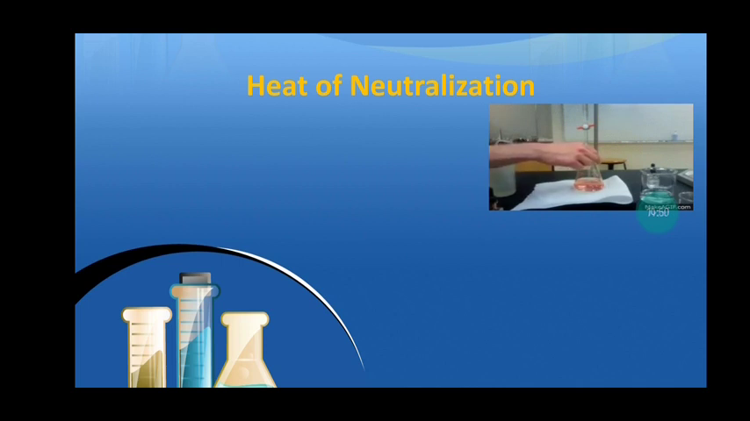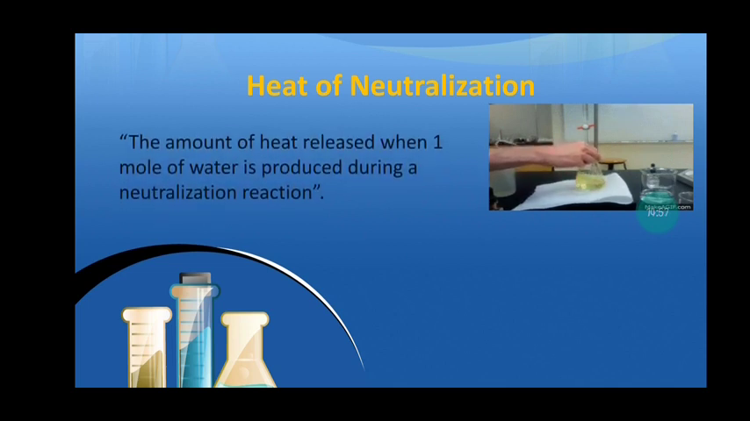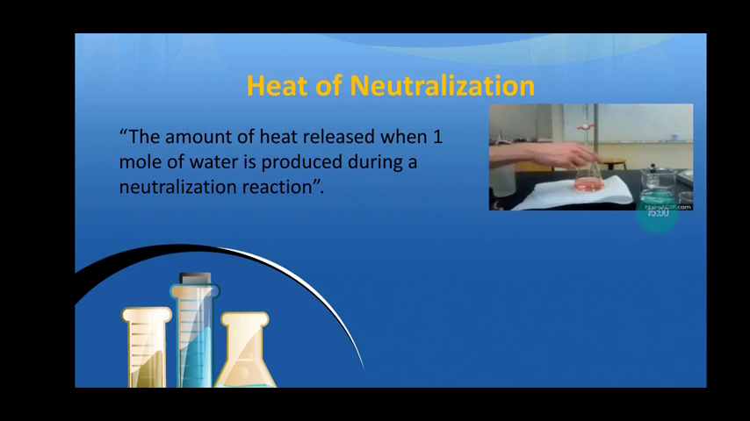But here is something fixed, that is about the amount of water molecules being produced. See the definition. The amount of heat released when 1 mole of water is produced during a neutralization reaction. Obviously, we have to standardize this heat of neutralization. So there is one condition: when 1 mole of water is produced during any neutralization reaction and heat energy is released, that is said to be the heat of neutralization.